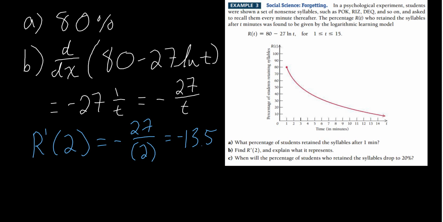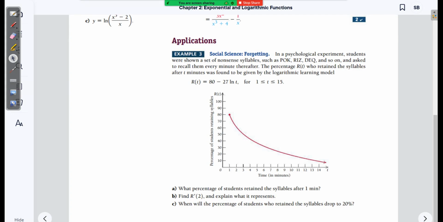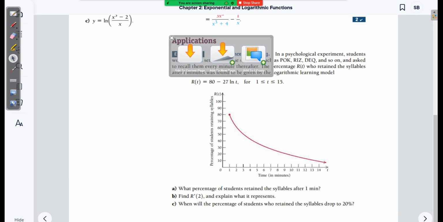And C, let's see. Yeah, we're just going to put this on a new page. Okay, C again is not even a calculus problem. C is just simply a college algebra problem, but we'll do it. Okay, so C reads, when will the percentage of students who retain the syllables drop to 20%?